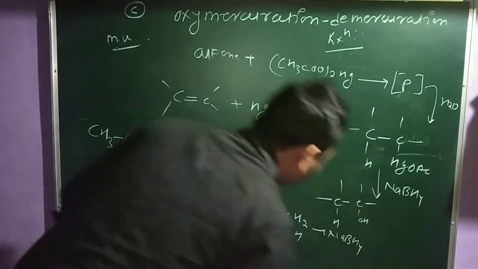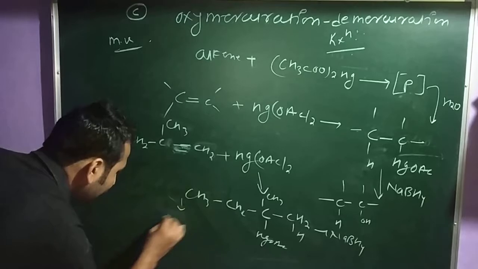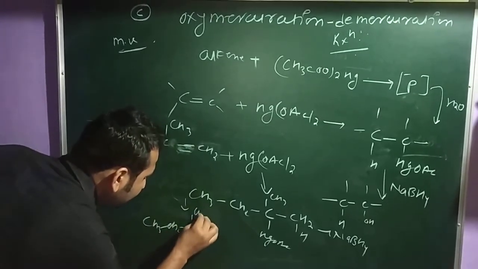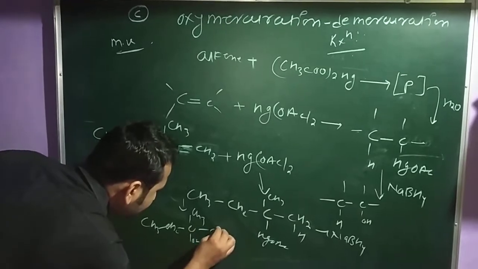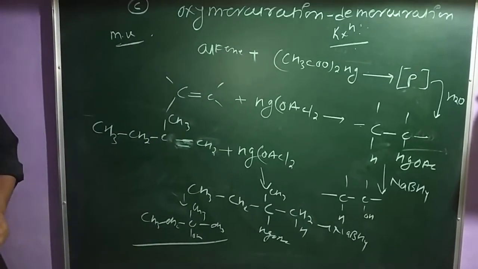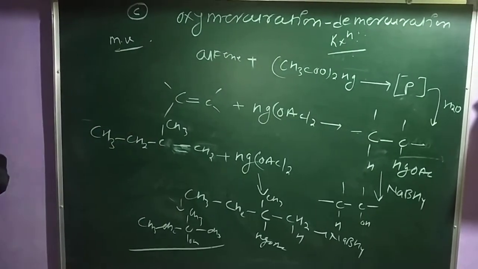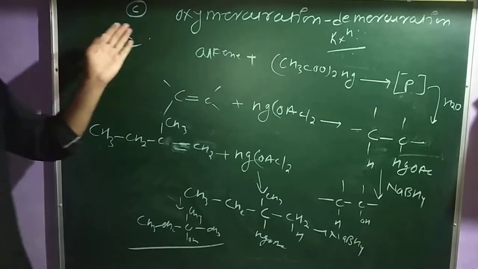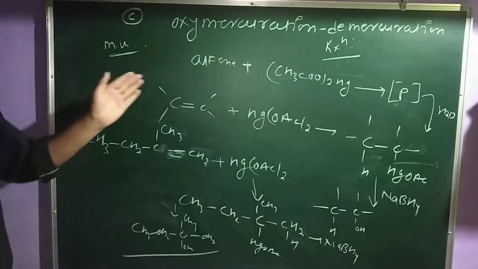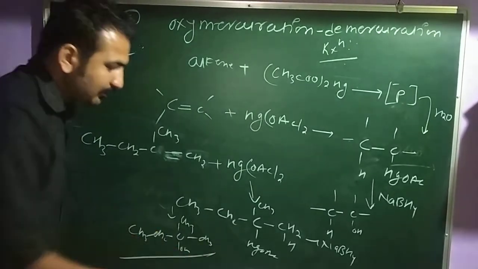So again you have NaBH4. So what will be the product? In the same manner, the product is CH3, CH2, C, CH3, OH and CH3. So this is your product. Clear? And this product is formed by the Markovnikov rule. That means in oxymercuration demercuration reaction, the Markovnikov rule will be applicable. Clear? And this will be your product.